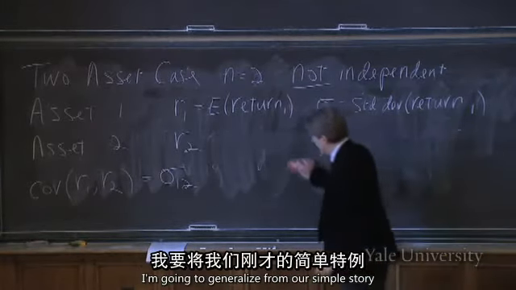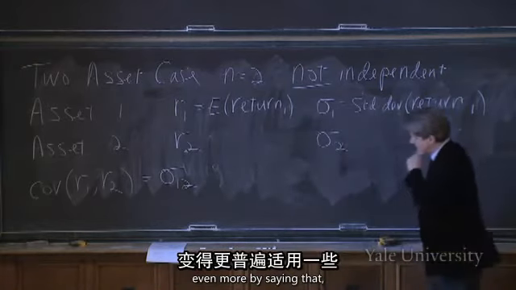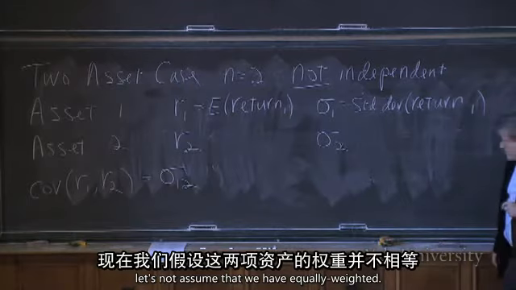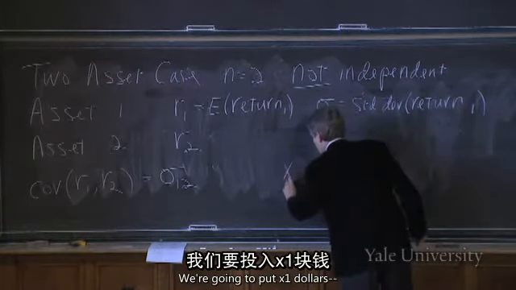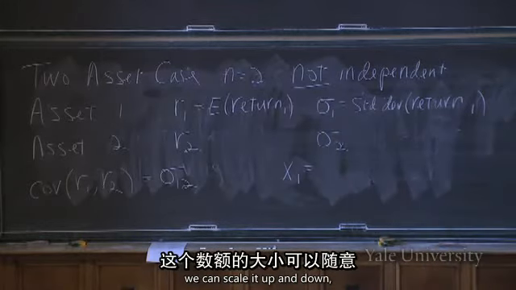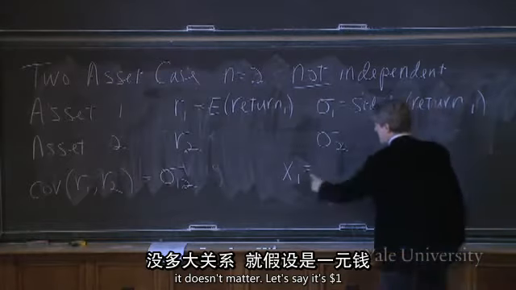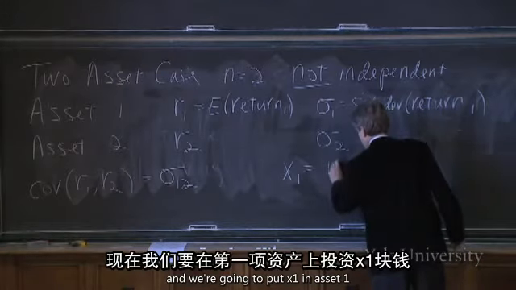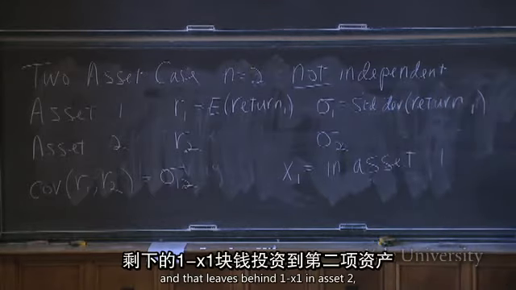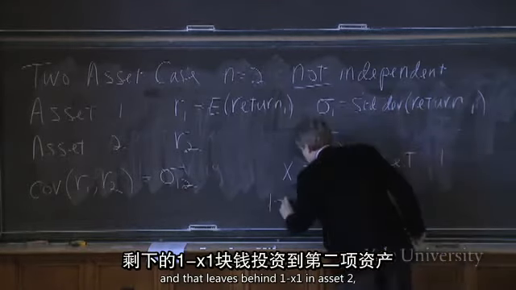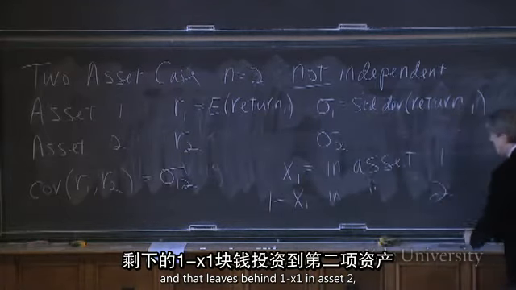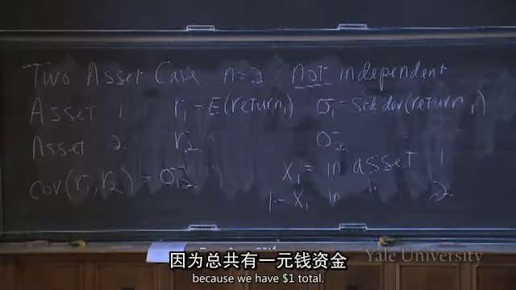And I'm going to generalize from our simple story even more by saying that let's not assume that we have equally weighted. So we're going to put x1 dollars. Let's say we have $1 to invest. We can scale it up and down. It doesn't matter. But let's say it's $1. We're going to put x1 in asset 1. And that leaves behind 1 minus x1 in asset 2. Okay? Because we have $1 total.